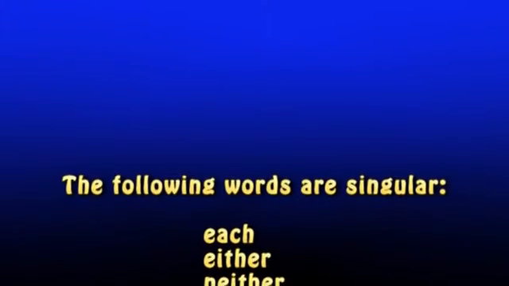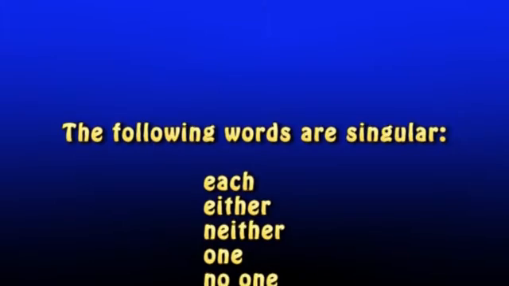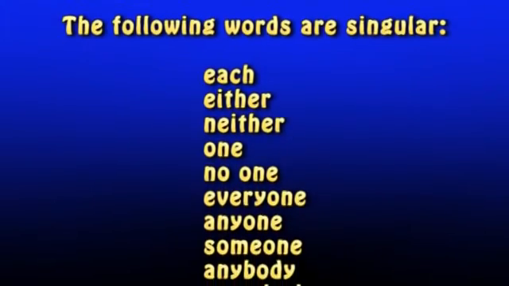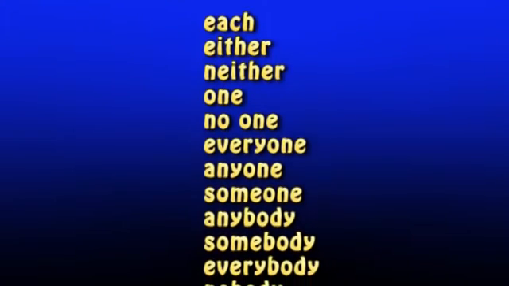Okay, here's the first rule. The following words are singular. Each, either, neither, one, no one, everyone, anyone, someone, anybody, somebody, everybody, nobody. Even though some of these words imply more than one entity, they are singling out a specific person or thing.